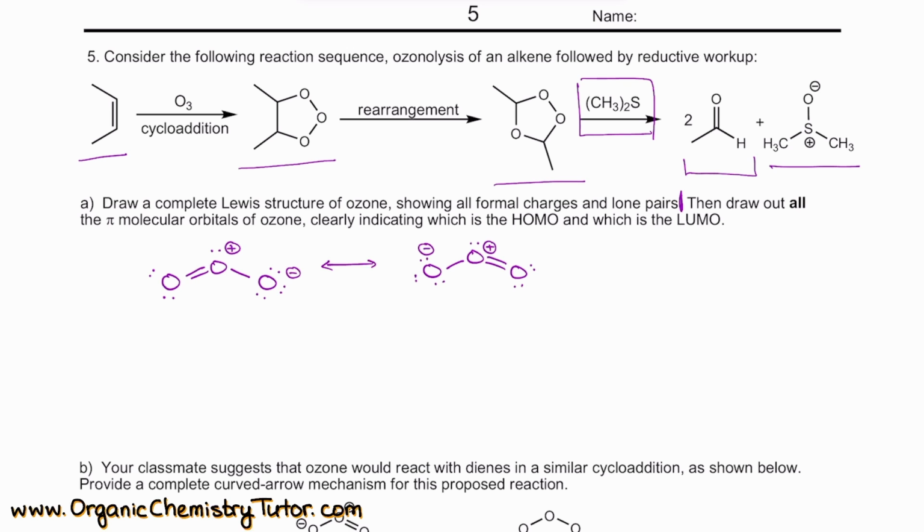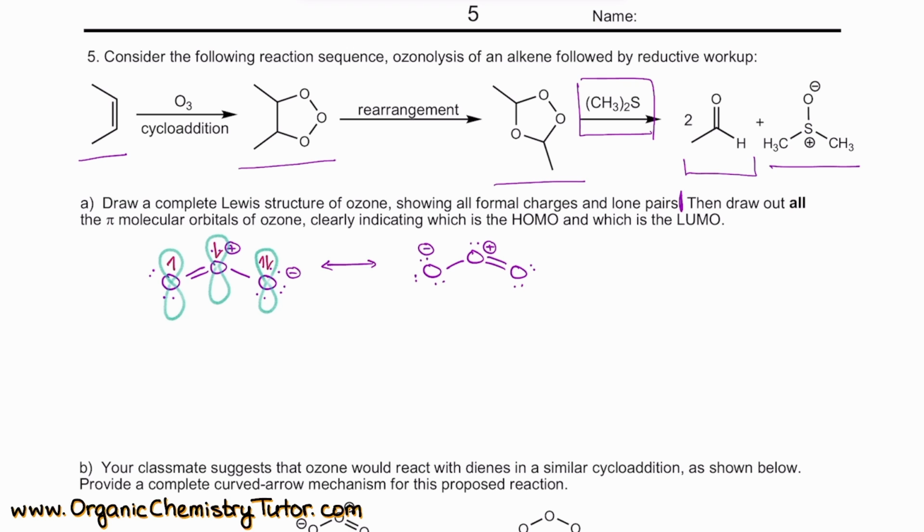Okay, then draw out all the pi molecular orbitals of ozone, clearly indicating which is the HOMO and which is the LUMO. Okay, so for our pi system, we are going to be seeing the following picture here. We have the p orbital on one oxygen, second oxygen, and the third oxygen. We are going to have 1 electron for each of our oxygens over here in the pi bond, and we are going to have an electron pair contributing from the third oxygen. So overall, we are going to see the molecular orbital diagram with 3 molecular orbitals and 4 electrons.